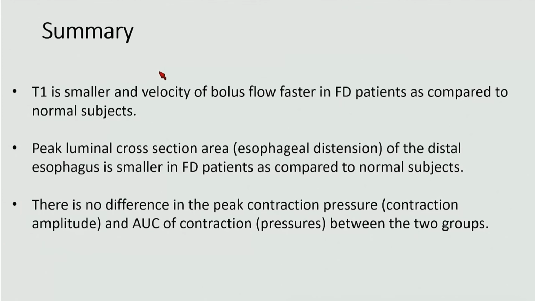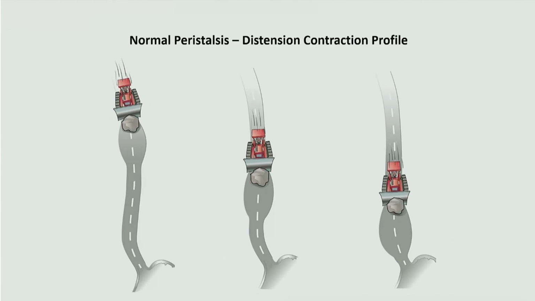So in summary, T1 is the time of arrival of the bolus, from the pharyngeal opening to peak distension, and the bolus flow was faster in functional dysphagia patients compared to normals. Peak cross-sectional area of the distal esophagus is smaller in functional dysphagia. They don't distend as well. I also found some of your results in the EG junction interesting, pointing in a similar direction. And there is no difference in the peak contraction pressure and AUC contraction between the two groups because pressures are normal.